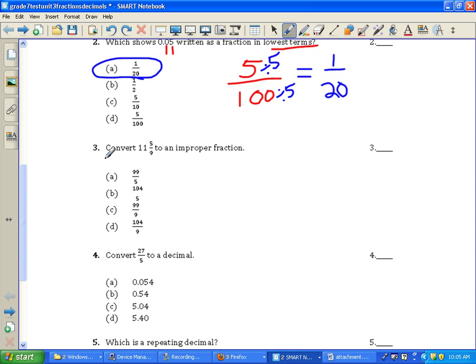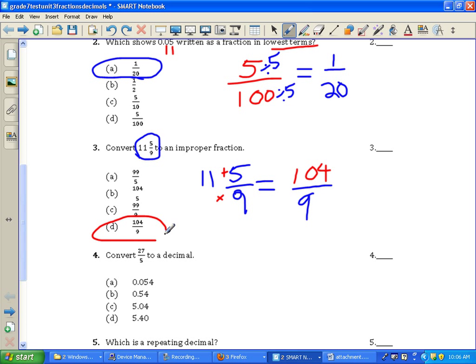In number 3, you're asked to convert this mixed number to an improper fraction. Now, an improper fraction is where the top number is greater than the bottom number. So let's change 11 and 5 over 9 to an improper fraction. Well, we know the bottom is always going to be the same. It's going to be out of 9. So now all we have to do is multiply. 9 times 11 is 99. Add 5 more onto that, and we will get 104 over 9, which is the answer in D.